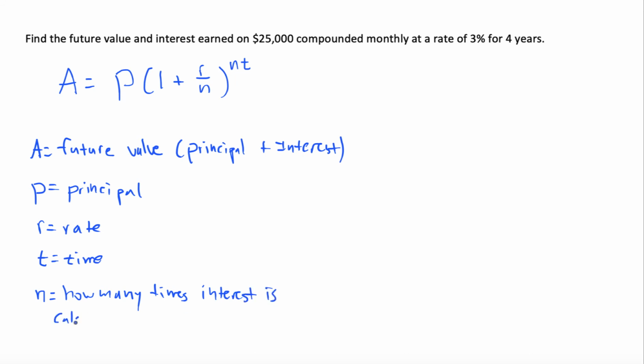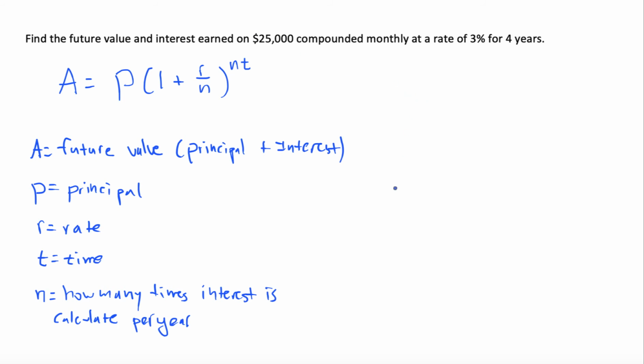So that's why it's called compound interest, because you're not just calculating the interest once. You can do it twice or even more times. So you're getting interest on interest. So how many times is interest calculated per year? Now, in this problem, it says that the interest is compounded monthly, so here N will equal 12. So we have N, we know the rate, we have the time, we have the principal.